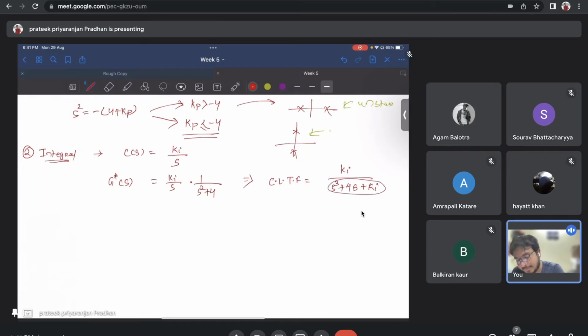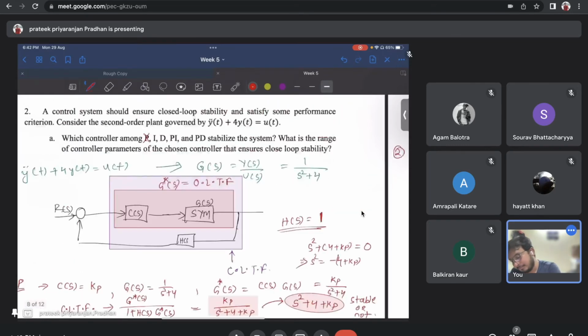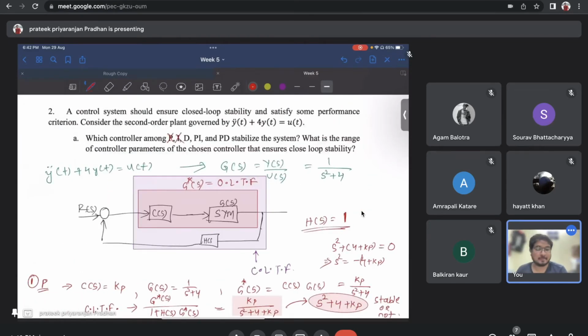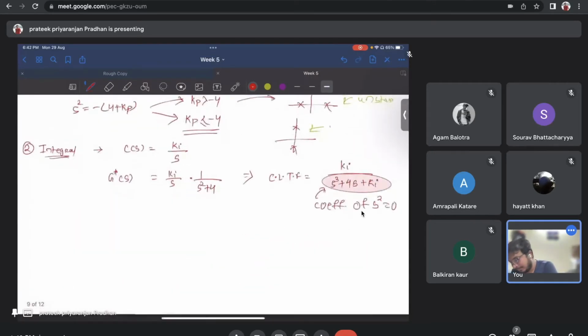Very good. Here the necessary condition is not being satisfied. The coefficient of S square is equal to 0. So this is also unstable. The system cannot be stabilized using a pure integral controller. Okay. Then third comes derivative.